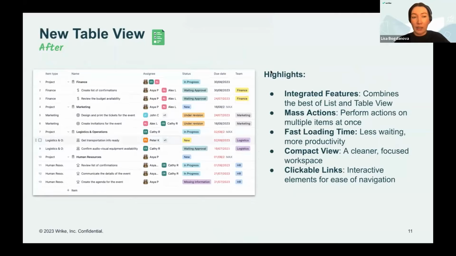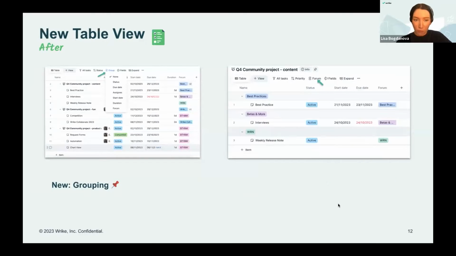But it doesn't only combine all the goodness of those two views, it also comes with a lot of new functionality that just wasn't available previously. For example, the mass actions that we all know and love are not only available in the new table view, but they are also available for the projects as well as tasks, which is amazing. And it has a faster loading time, especially again for the bigger tables with lots and lots of items. It has a compact view, it has clickable links, it has color-coded custom fields, and now it also has grouping.